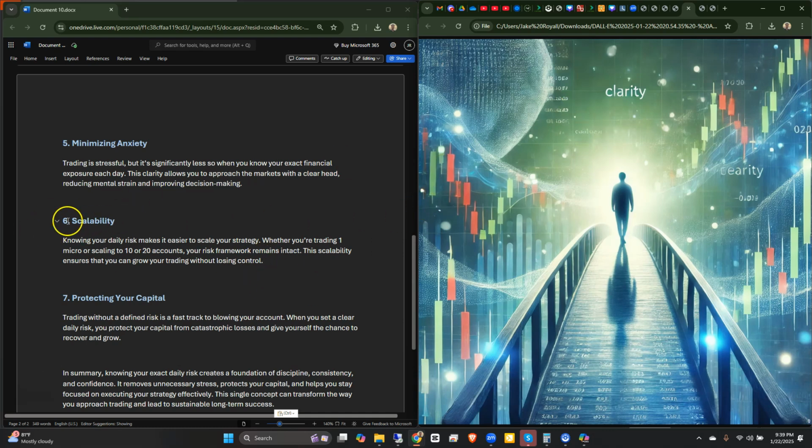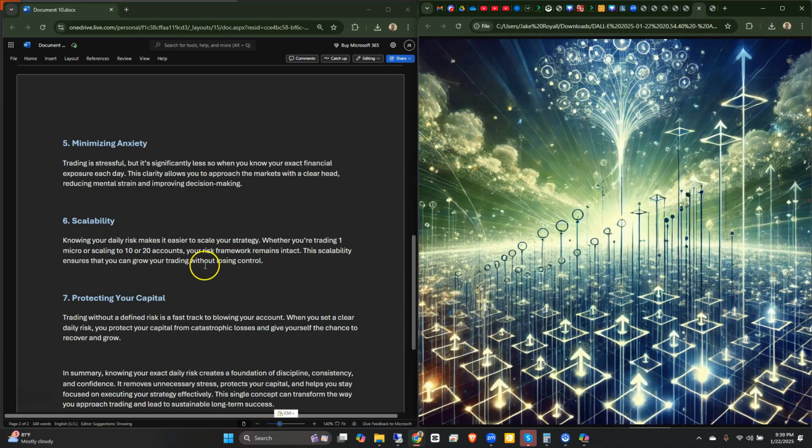And number 6 is a really good one. Scalability. Way easier to scale this way. Knowing your daily risk makes it easier to scale your strategy. Absolutely. How else could you possibly even do it? Whether you're trading 1 micro or scaling up that 1 micro to 10 or 20 accounts, or using 2 micros, your framework remains intact. Now, ORS enables us to have a very quantifiable, well thought out and planned risk management strategy. This scalability ensures that you can grow your trading without losing control.